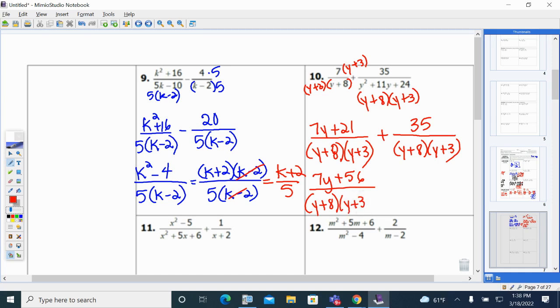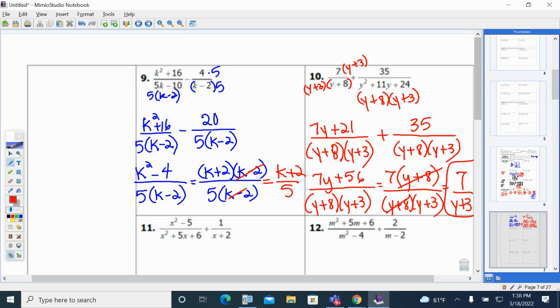Now the last step, again, is to simplify if you can. When I look at that numerator, the first thing that I think of is there's probably a GCF here, which there is. 7 divides evenly into both of those, so I'm going to factor out that 7 and get my y plus 8 over the y plus 8 and the y plus 3. Your y plus 8s will cancel, leaving you with 7 over y plus 3 for the solution there.